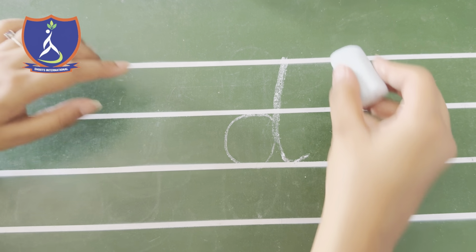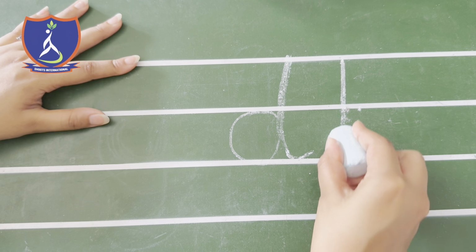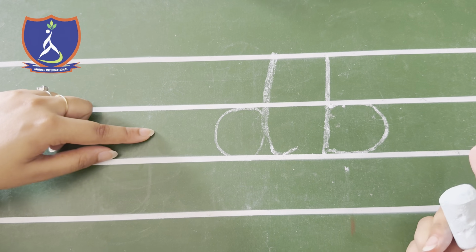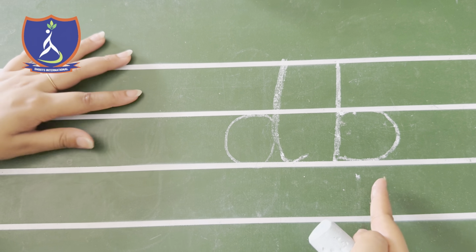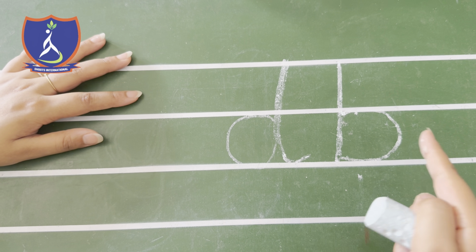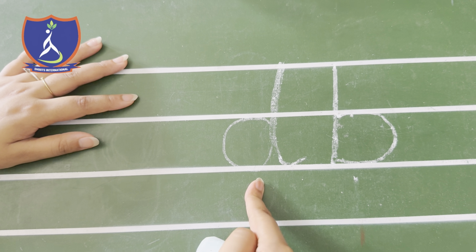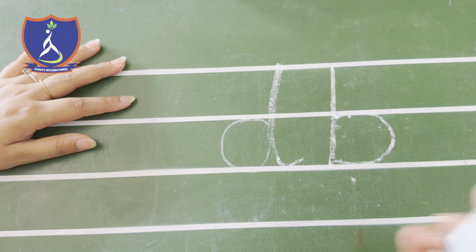Now D and B are brothers and sisters. Look, they are brothers and sisters. She is the sister and he is the brother. One has a belly, one has a back. Right? This is letter D and letter B.